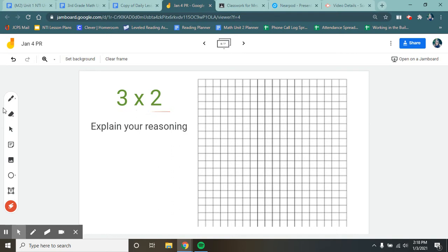I hope that you did a really good job drawing a rectangle to match the problem 3 times 2 on your Nearpod. So really quickly, I'm going to show you the way that I drew the problem and how I would have explained it. So you guys can kind of just check over what you did.